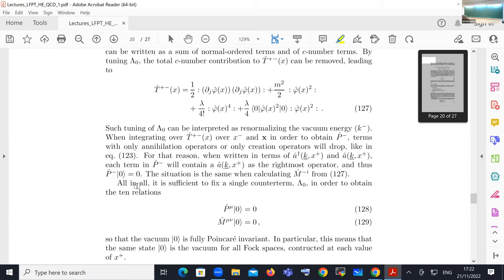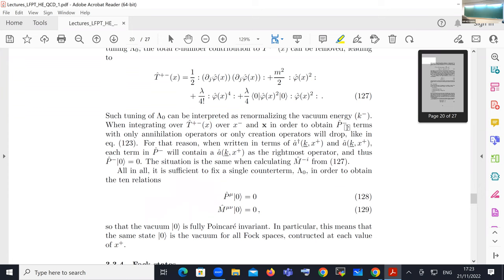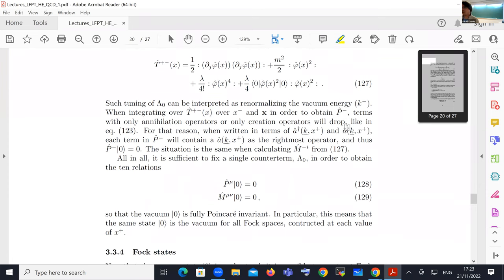So now, all in all, we have shown that for all components of P mu and M mu nu, so all the generators of Poincaré transformation, they all annihilate the vacuum. Meaning that the vacuum is fully Poincaré invariant. And so basically that's 10 relations, 10 equations. And in order to get these 10 relations, we had only one counterterm that we have adjusted in order to get this. So it's quite non-trivial. But in the end, the result is not surprising at all. I mean, the vacuum is just fully Poincaré invariant.